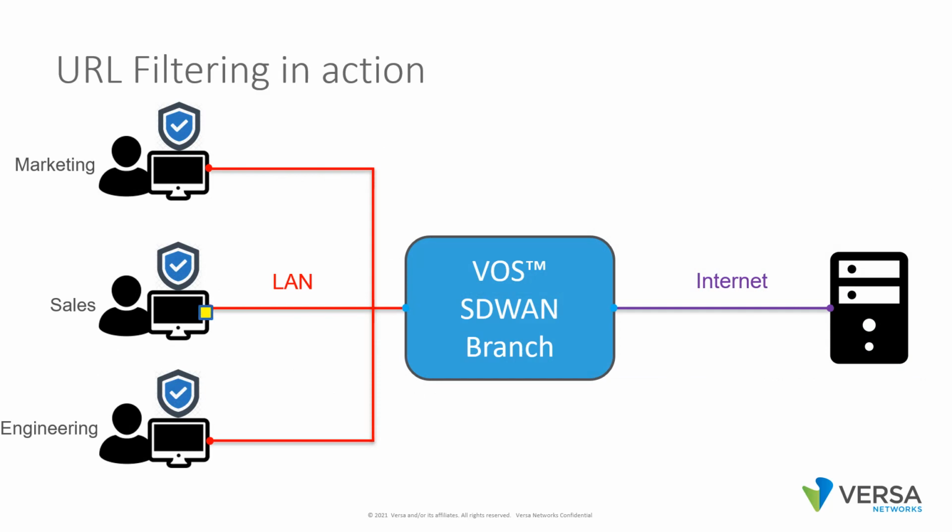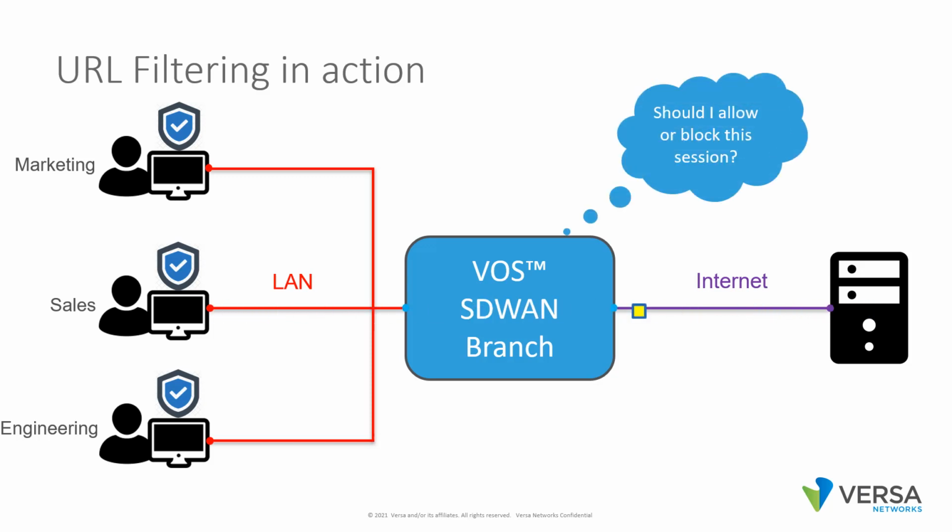Now, the main principle is that your users in the LAN network, such as sales, marketing, and engineering, are accessing certain internet resources. And every time they access those resources, your Versa OS device will decide, should I allow or block this session? And you can create those rules not only company-wide, but also per user, per group, per IP address, per port, and so on. So there are a wide variety of ways how you can configure all this.